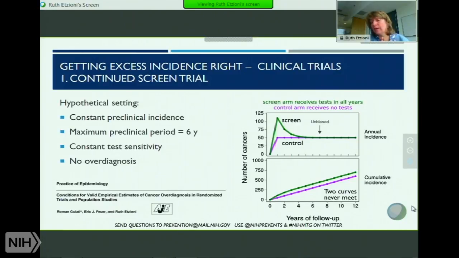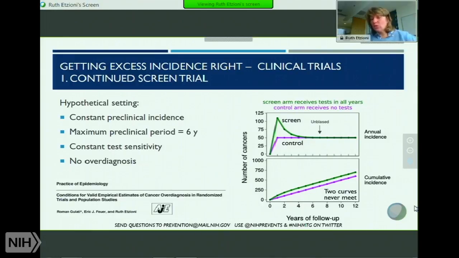And we see a very similar pattern to the slides that I showed you of the incidence evolving over time. Everyone begins screening in year 1, and there's an incidence bump in year 1, and the control group is constant over time. And eventually, there's no overdiagnosis in this setting, so the green curve ends up converging down to the purple curve, and at a certain point, they are equal, and we have a point in which we can estimate overdiagnosis in an unbiased fashion. However, in the cumulative setting, we see that the two curves never meet.